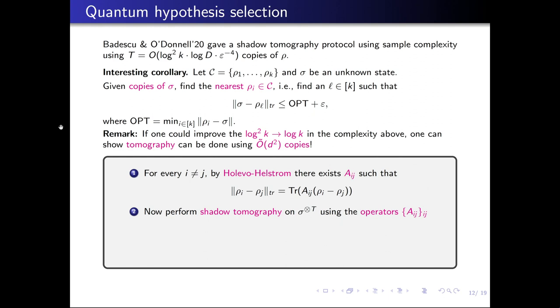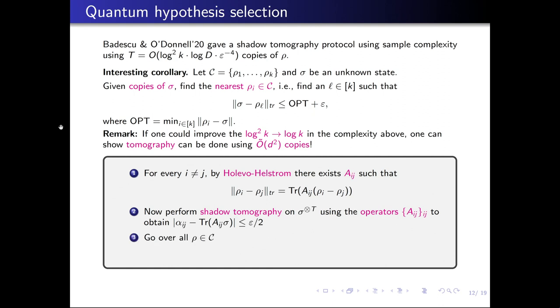And so what is the idea that Badescu and O'Donnell observed? They did shadow tomography on copies of the unknown quantum state rho or sigma using the operators A_ij. Recall that the number of operators A_ij is at most k squared, because i and j run from 1 to k. So these are k squared operators. You run shadow tomography on t copies on these k squared operators. So the sample complexity is this. And so when you do shadow tomography, this is your output: you get alpha_ij such that the trace of sigma times A_ij is within epsilon over 2.